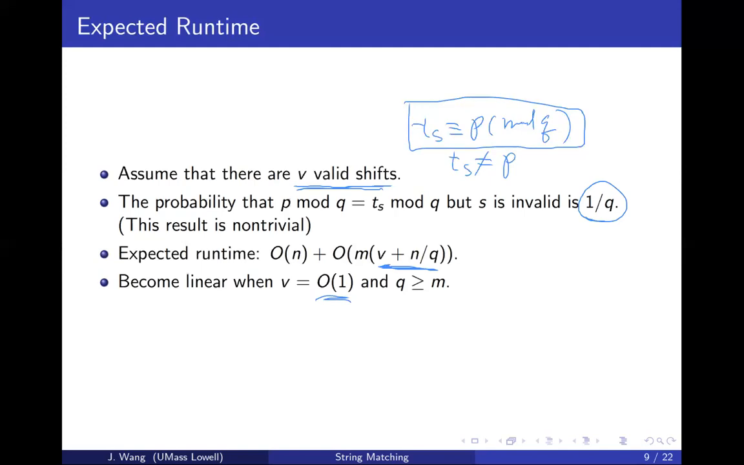And also Q is greater than or equal to M, all right? Well, M is a length, so this is often true. Q is a value, M is a length, okay? Now, remember the length is M, but the value of it could be up to 2 to the M. So this is often true. So as long as this is true, then we have a linear time algorithm. So this goes to linear time. All right, so that is the end of the Rabin-Karp algorithm.